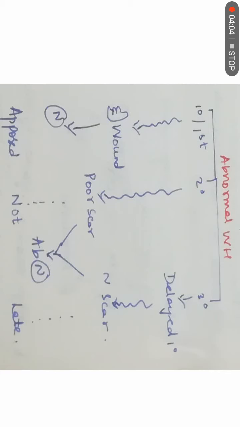Wallerian. And abnormal wound healing: there are three intentions of wound healing: primary, secondary, and tertiary. Primary is also called healing by first intention. Tertiary is also called delayed primary.